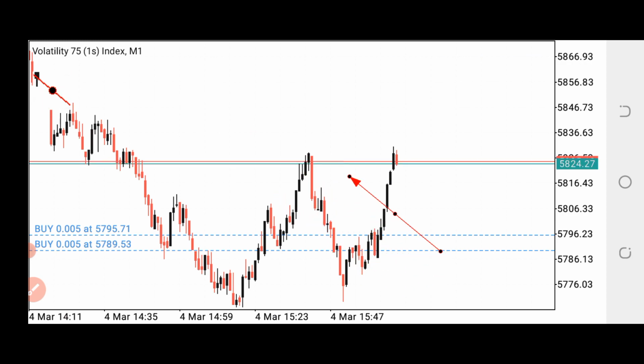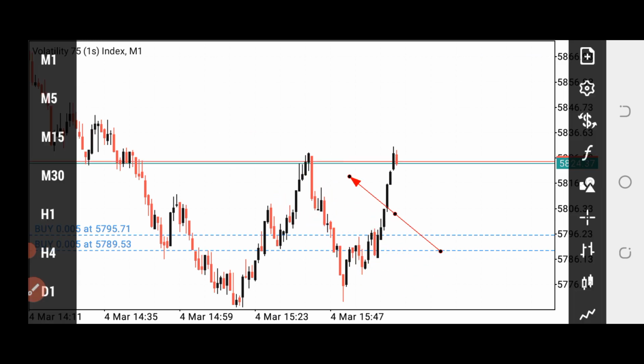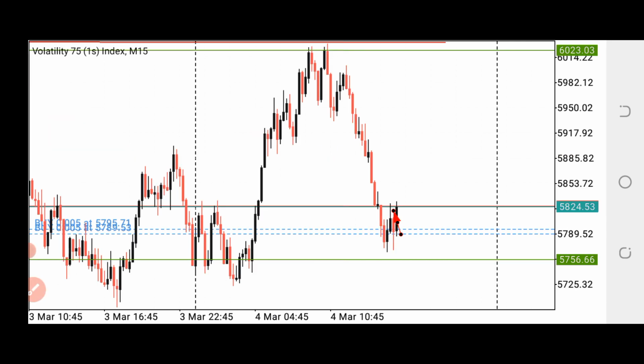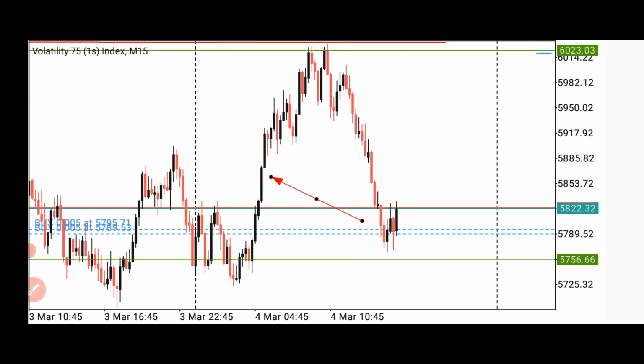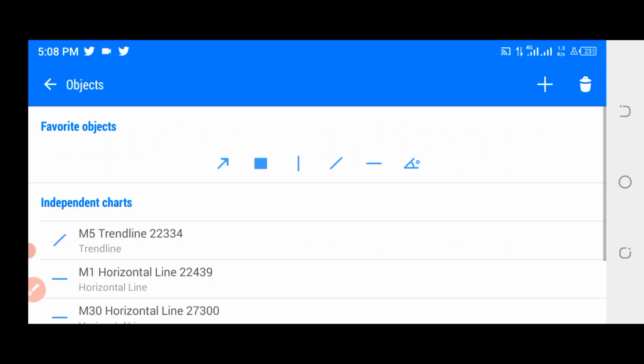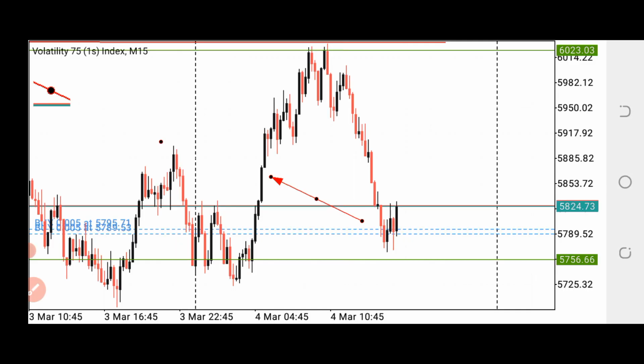What I did was, let me go to the 15-minute time frame where I got the entry. On my 15-minute time frame, this is what I have. You can see that I have this break in market structure here. Let me use a line there. So I have my break in market structure here.